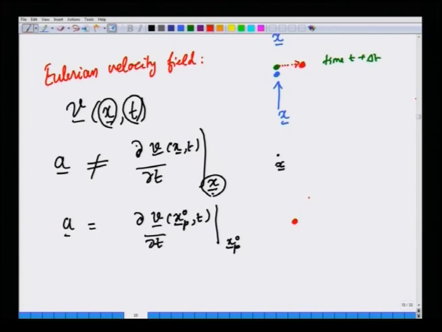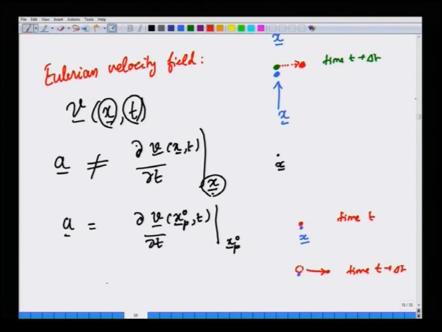So, in principle, to compute acceleration, suppose you are at a point x. Let us use blue color to denote the point. This is the physical location x. At time t, this red particle is here, and at time t plus delta t, this red particle would in general have moved away from x, elsewhere.